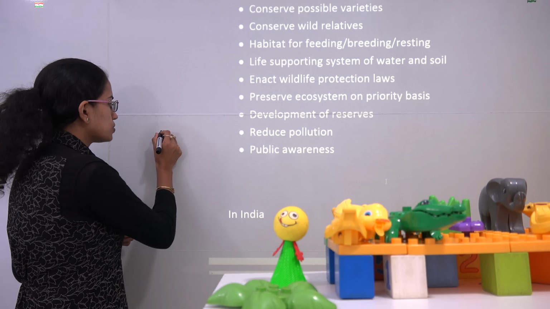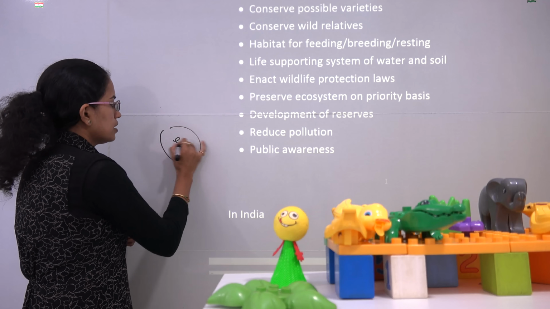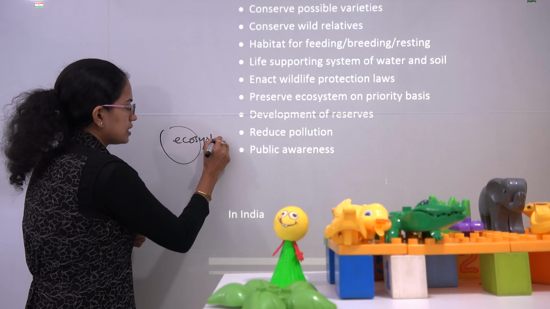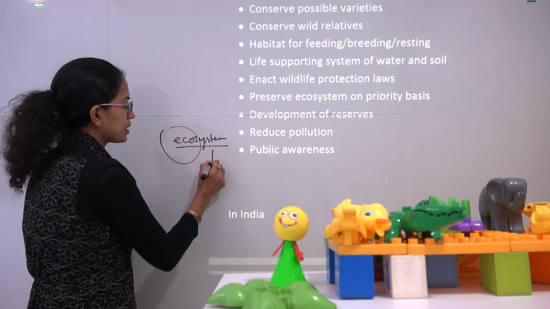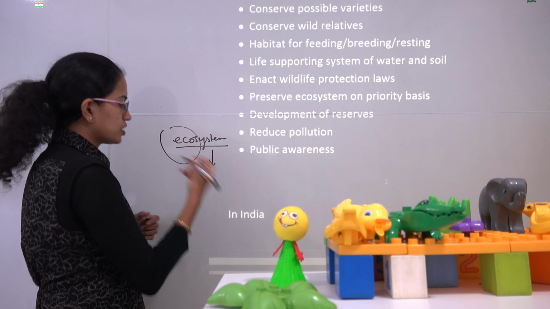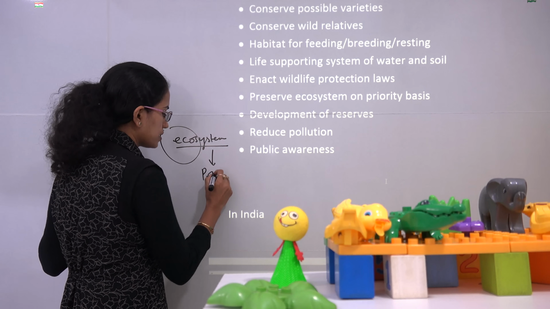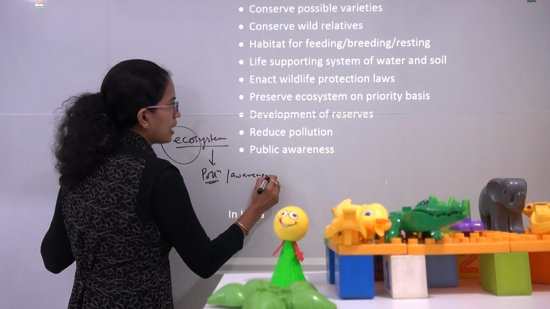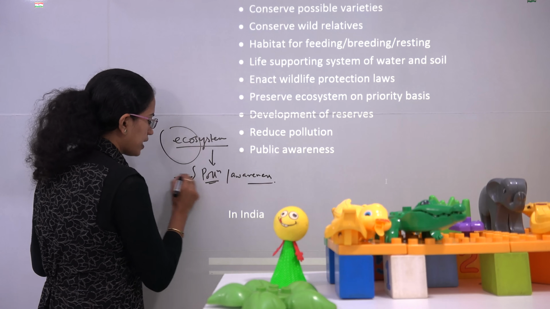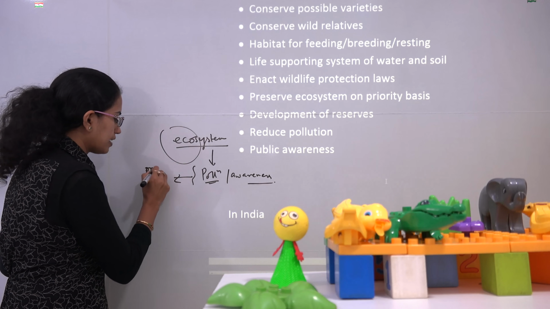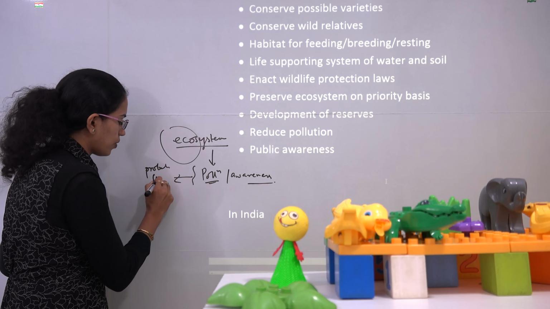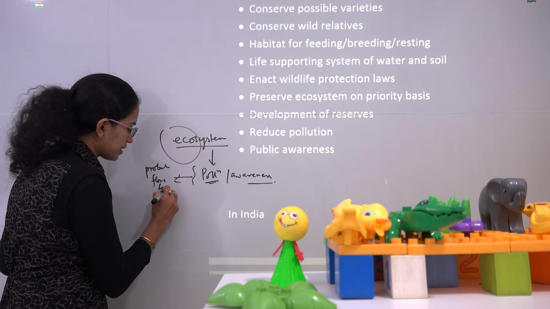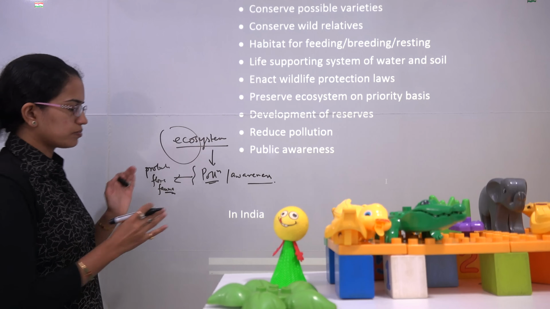Then we need to support the ecosystem. Once the ecosystem is supported, issues related to pollution would be resolved. It would bring in public awareness among the people, and all of these would help to protect the wildlife, both the flora and the fauna. So be it the animals or the plants, both of those would be protected.